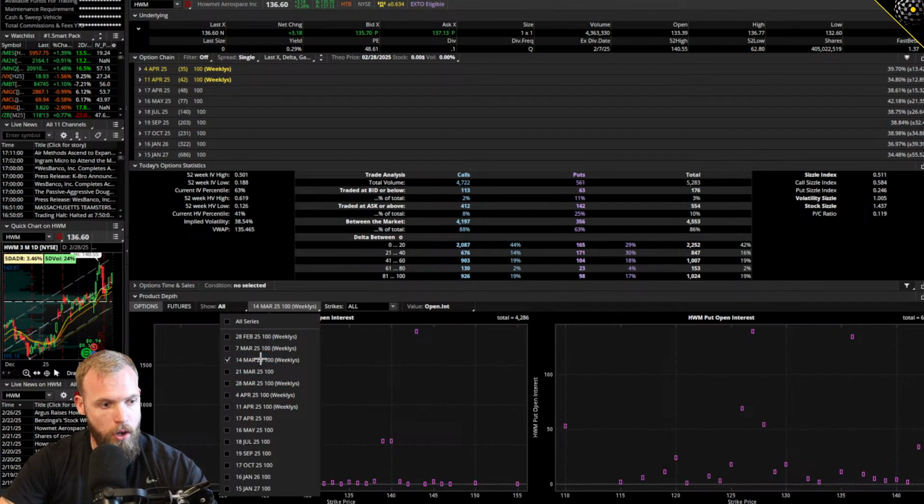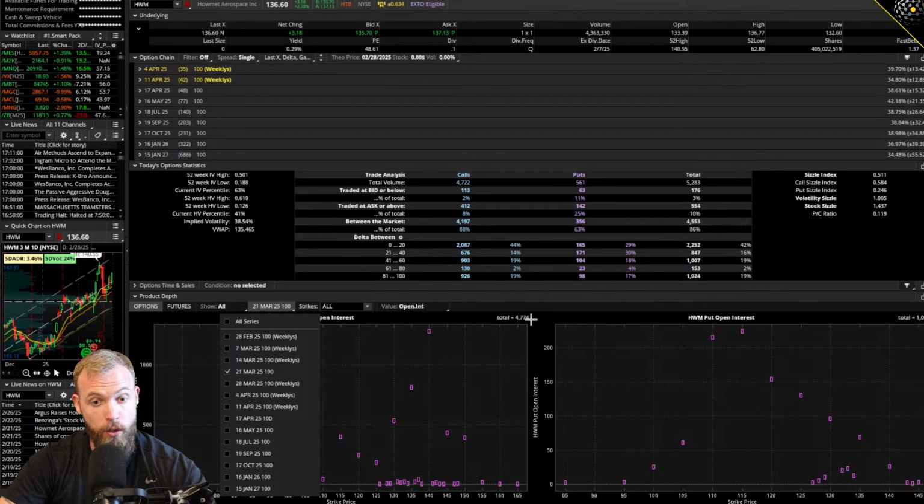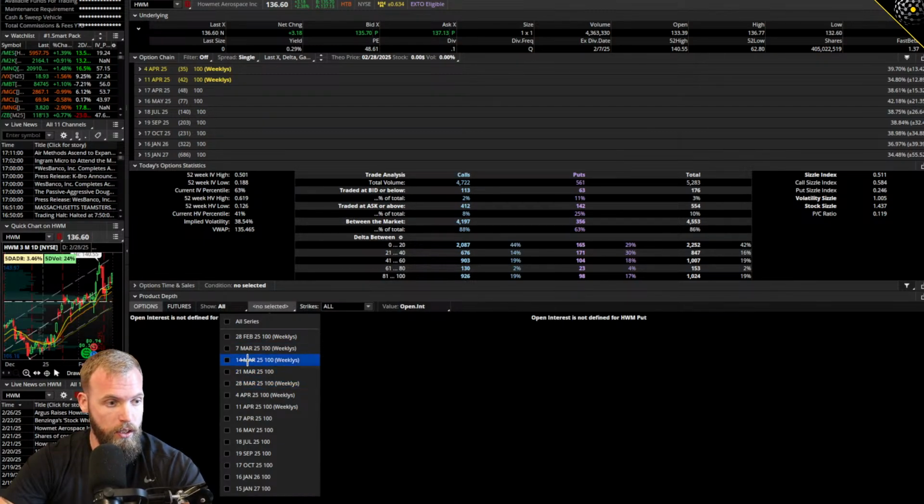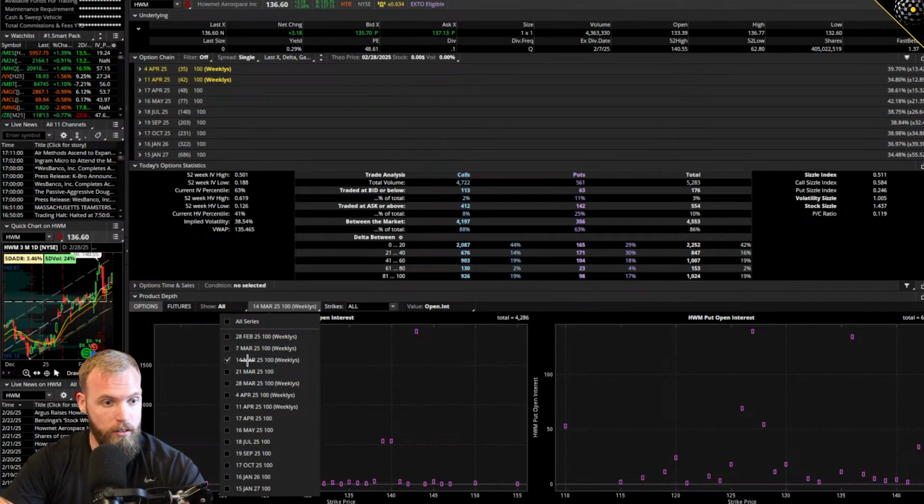We go into 14 March, 4,000 against 625. Go into 21 March, 4,000 against 1,000. Not that big of a difference. Something interesting there. But still, this is essentially 2 times the size on the put side. So the total OI in here is 5,700. The total OI in here is 4,800. So still more, but not a ton more.